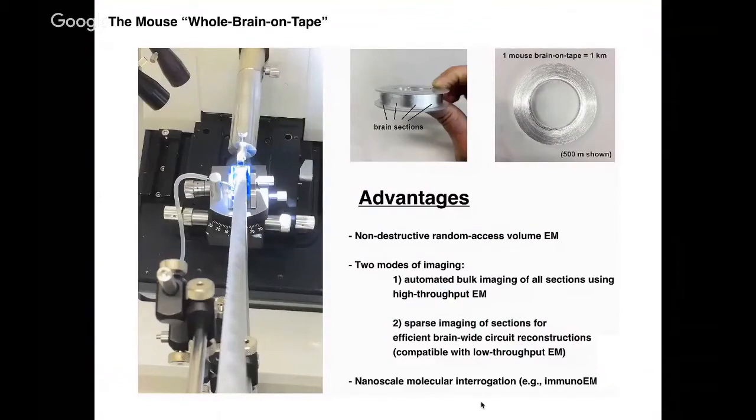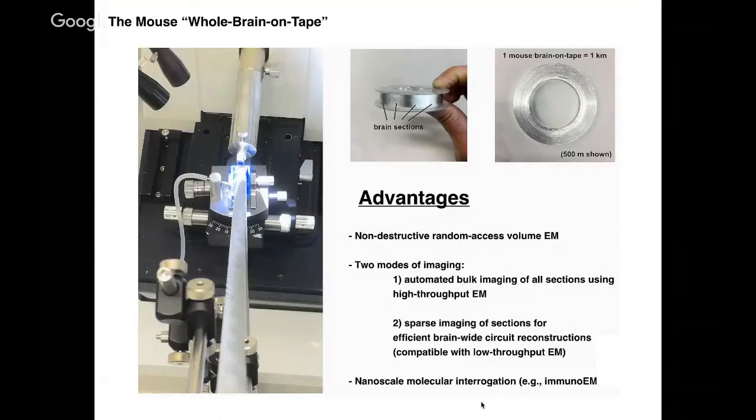Before I get to the advantages, the image on the left-hand side is just a custom tape collecting machine that I built using aluminum foil as the tape substrate. And you can see a whole brain used in the sample holder. The upper middle image is just a collection of these brain sections. I ended up cutting about 6,000 consecutive sections at 80 nanometers, which is about 5% of the mouse brain. And I collected all of those on tape.